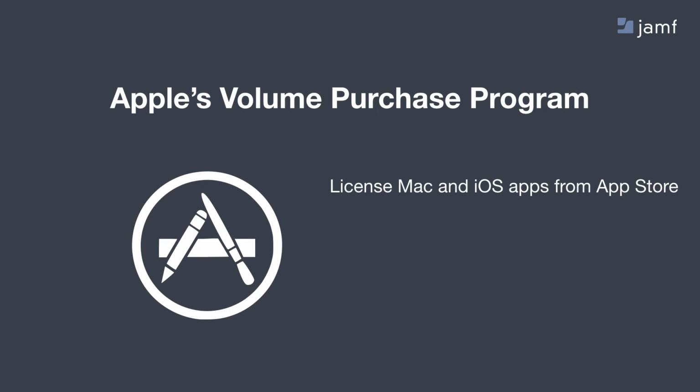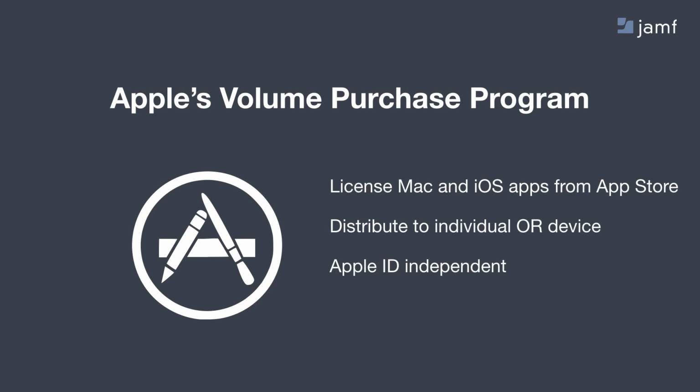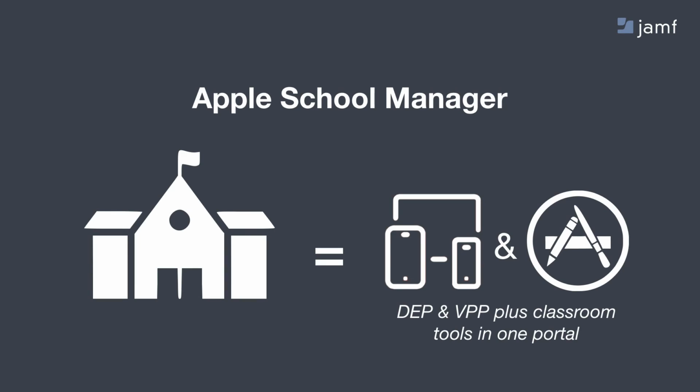And VPP lets us license Mac and iOS apps from the app stores, and we can distribute them to either individual users or we can distribute them directly to the device. And if we distribute them to the device, that means they don't have to have an Apple ID at all. This is a really big deal for IT where you don't have to deal with Apple ID management really at all. You can deploy these apps directly to the device and not have to worry about Apple IDs at all. And this is a free program, again, from Apple. You just simply have to sign up and then you license apps depending on whatever the cost of those apps are.